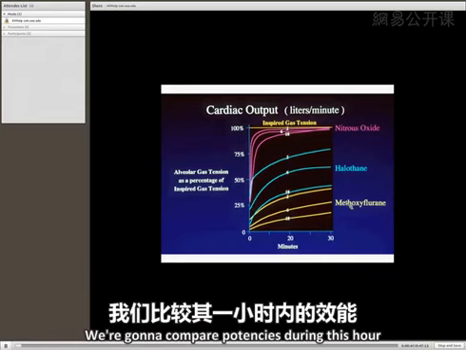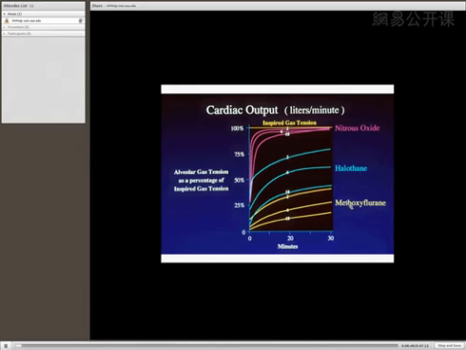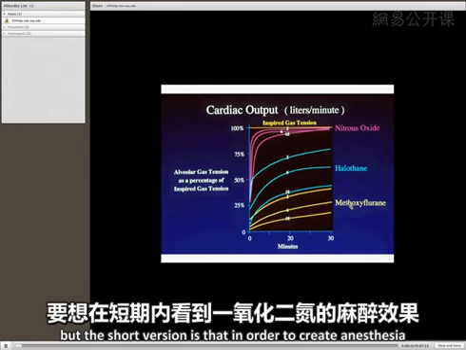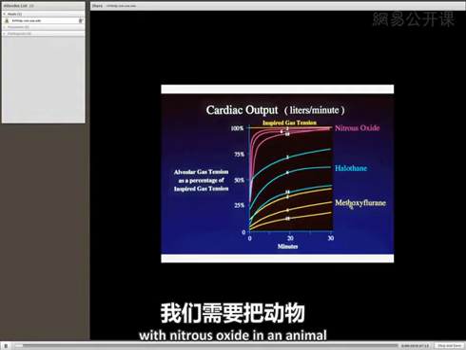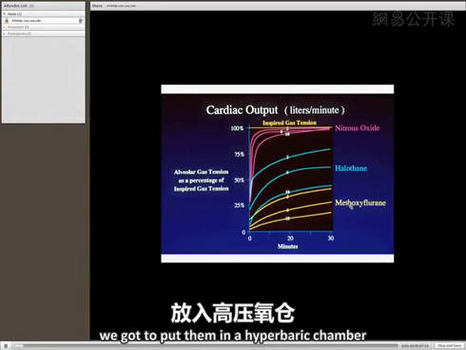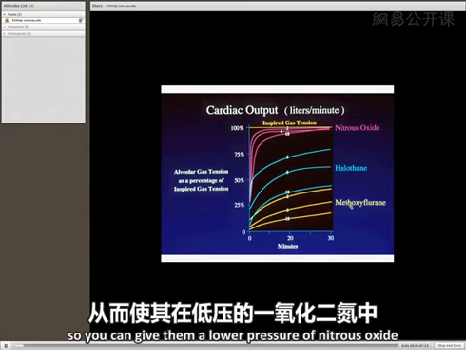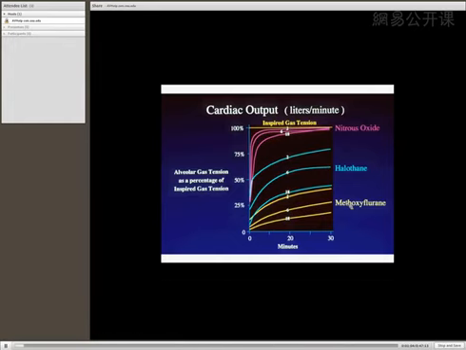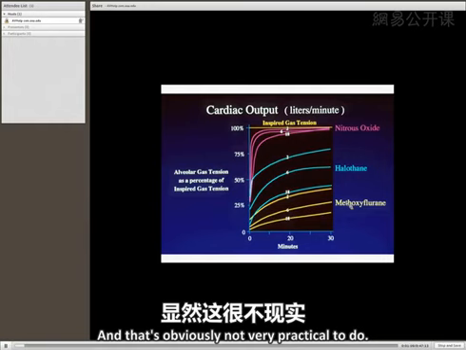We're going to compare potencies during this hour, but the short version is that in order to create anesthesia with nitrous oxide in animals, you have to put them in a hyperbaric chamber so you can give them an overpressure of nitrous oxide to get the level of the anesthetic. And that's obviously not very practical to do.